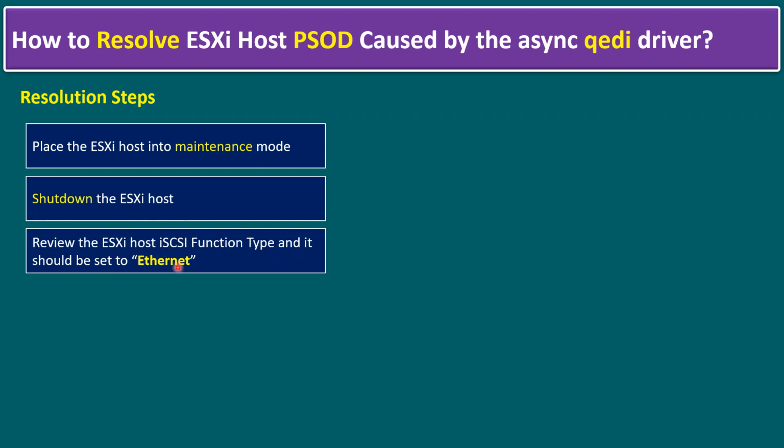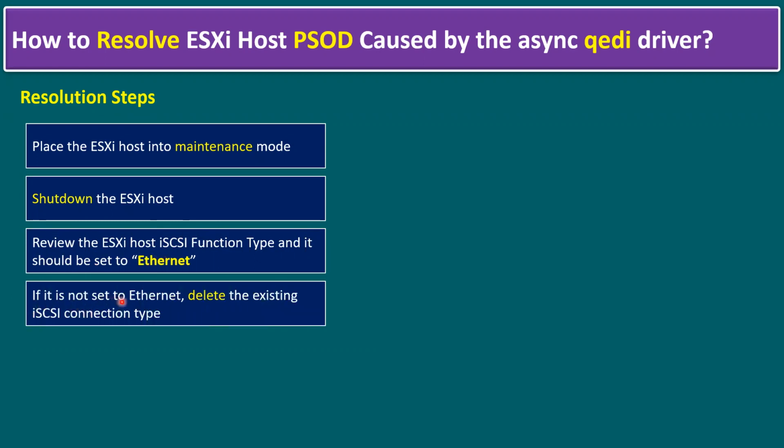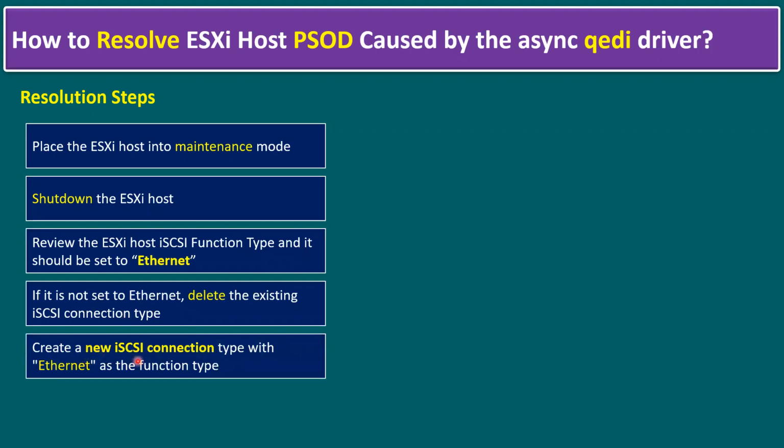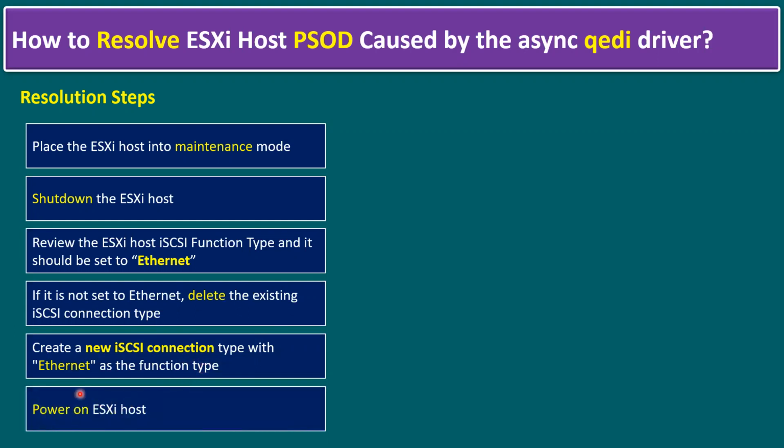But currently, our specific ESX3 iSCSI function type was set to iSCSI. So iSCSI means it is a hardware HBA. So what we have to do, if it is not set to Ethernet, is delete the existing iSCSI connection type. So we did the same. We deleted iSCSI 1 and iSCSI 2, and we created a new iSCSI connection type with Ethernet as the function type. Same steps we performed. And finally, we can power on the ESXi host.